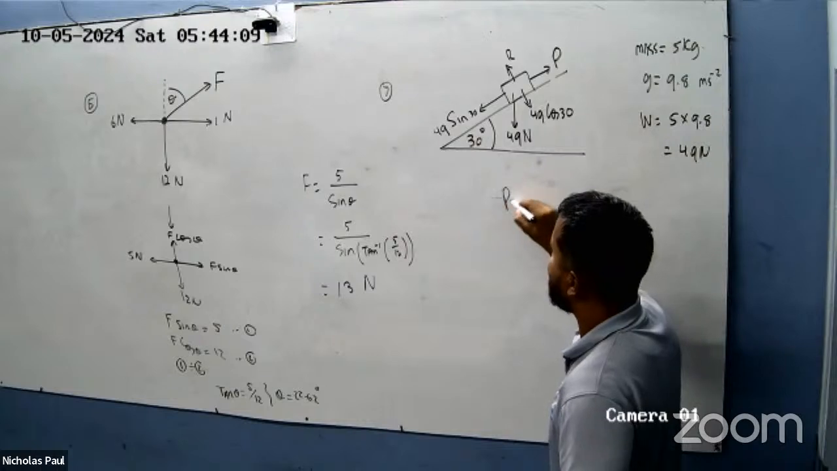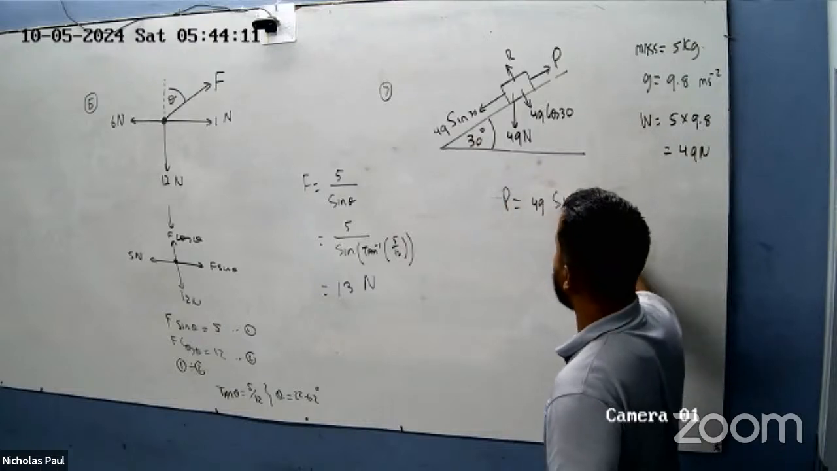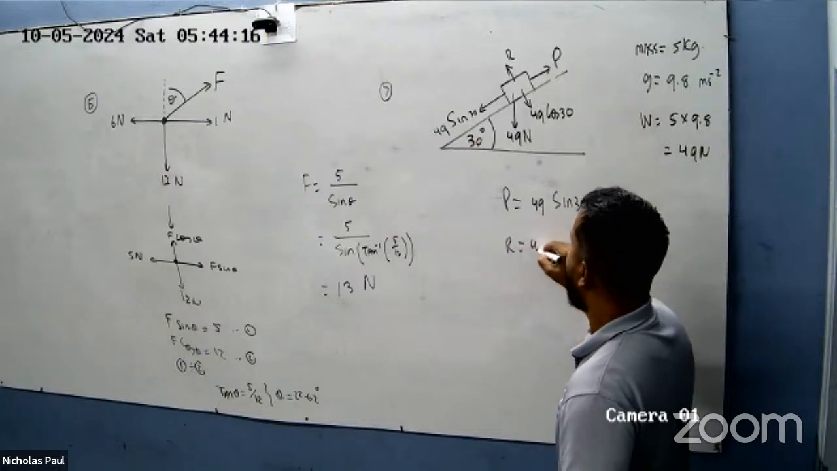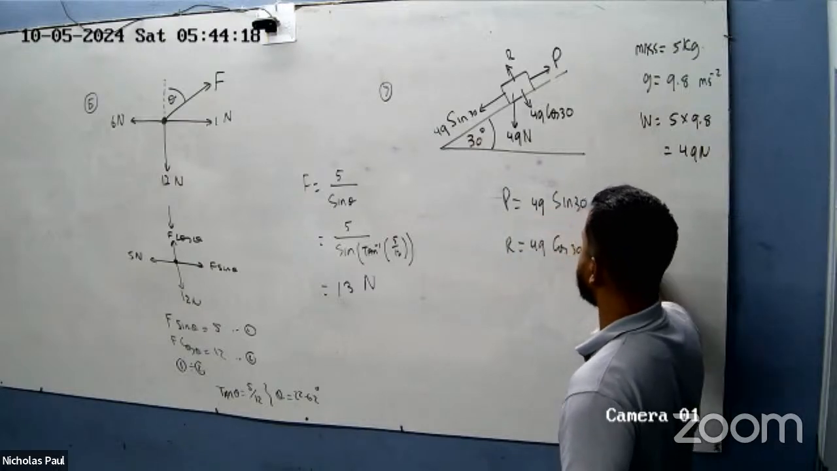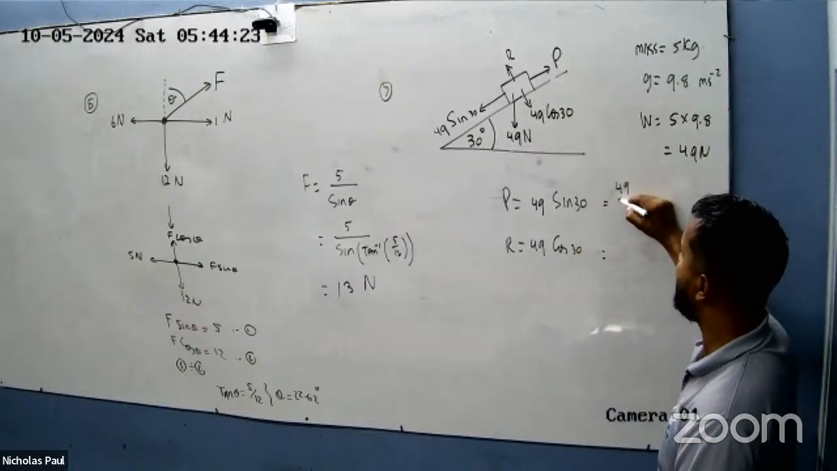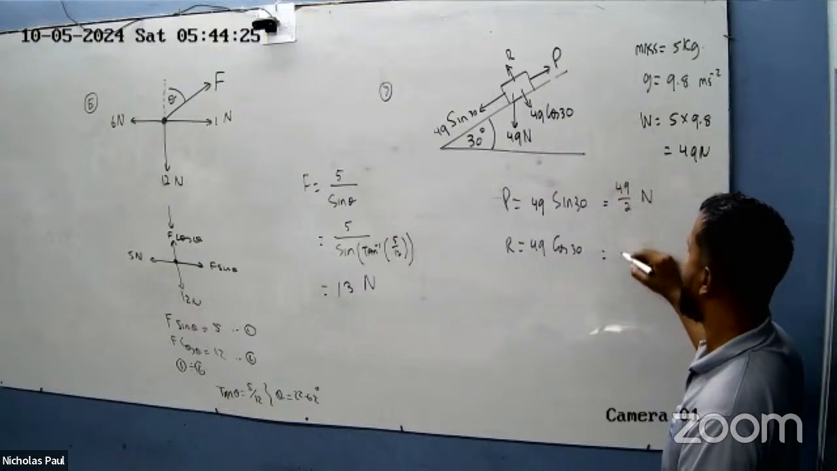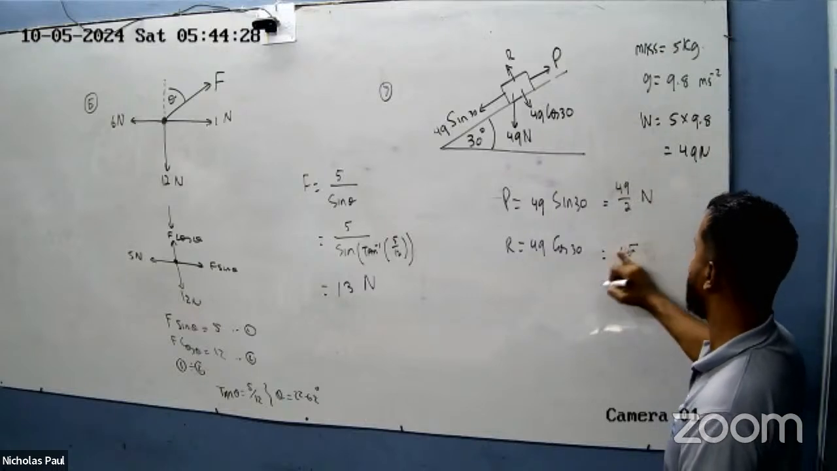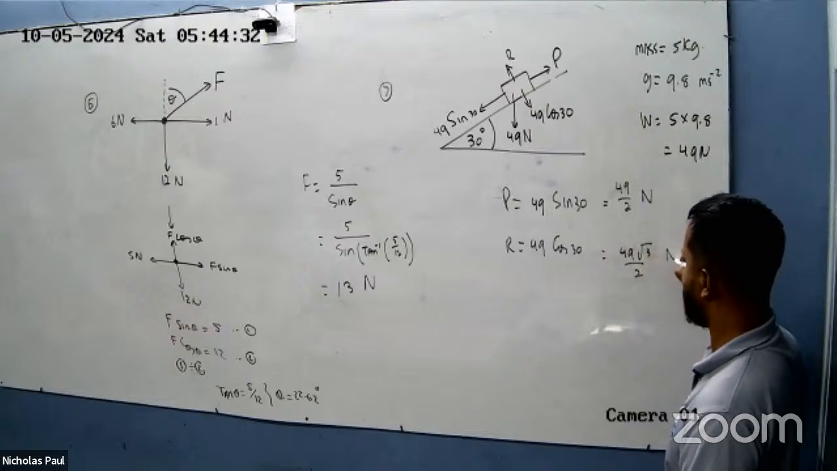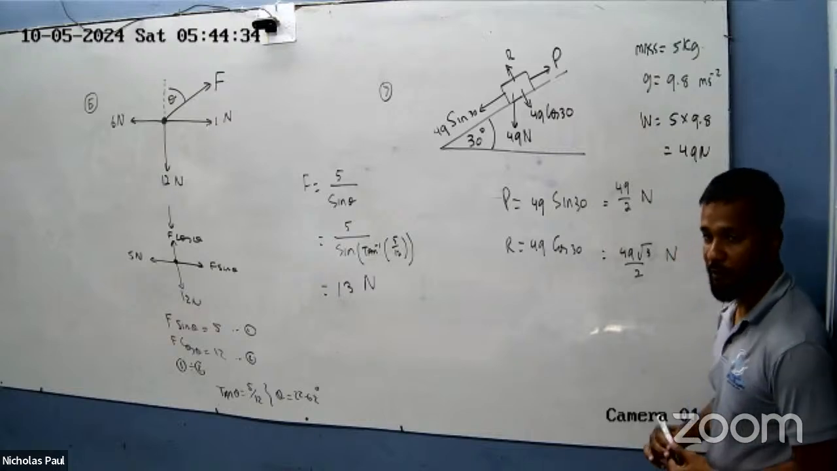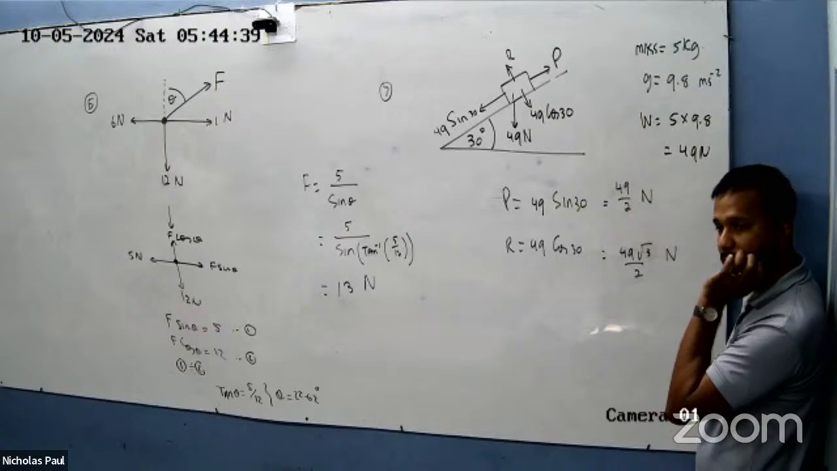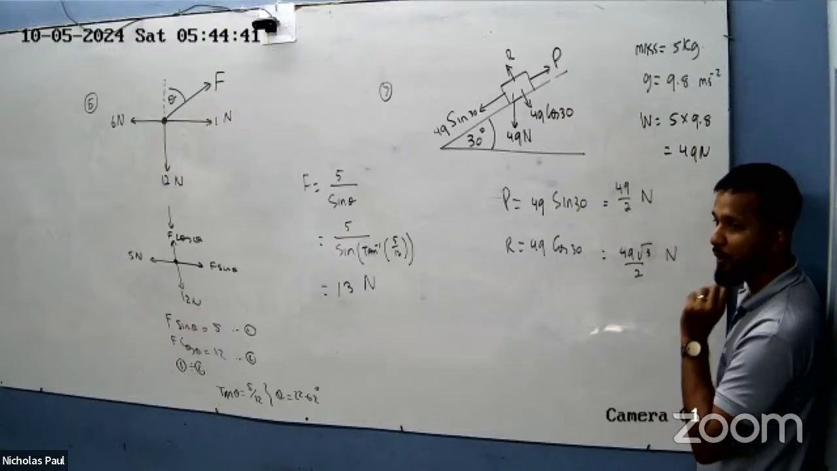Right, so your answer is P equals 49 sin 30. I didn't ask for R, but I'll write it anyway. R is 49 cos 30. So this one is 49 on 2 newtons, and this one is 49 root 3 on 2 newtons. That's okay? But this is the force that will keep it in equilibrium. Are you okay with that?